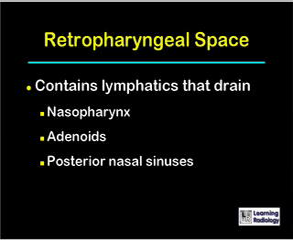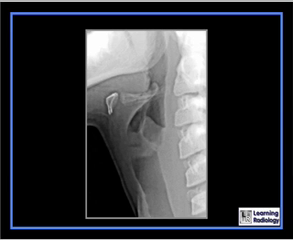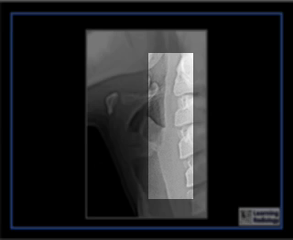The retropharyngeal space contains lymphatics that drain the nasopharynx, adenoids, and the posterior nasal sinuses, and these chains of lymphatics usually atrophy after the age of 4. So we're talking about this space here.